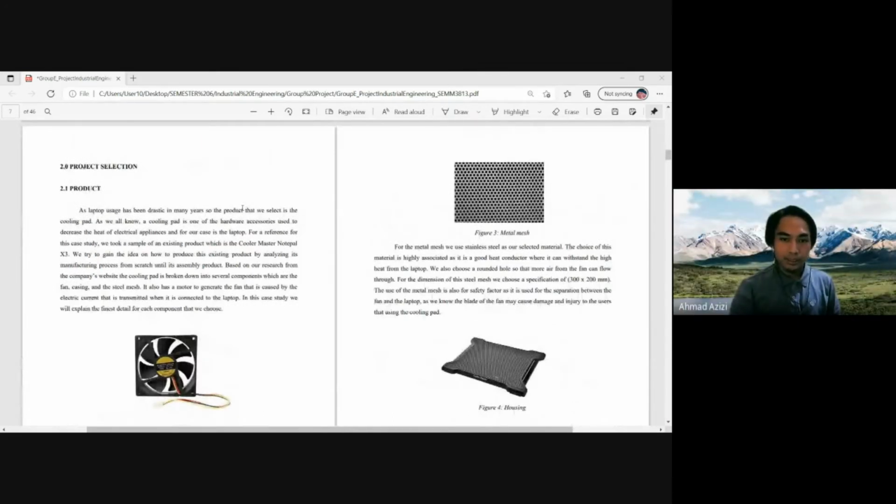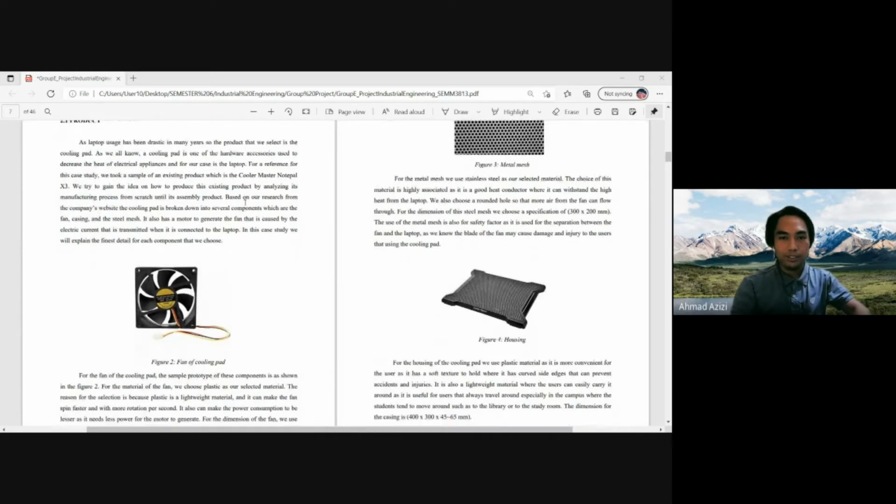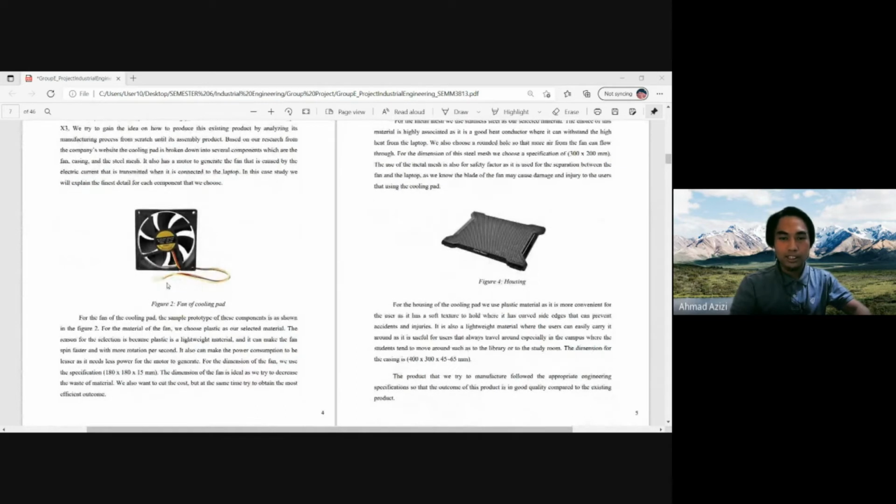Okay, thank you, Aiman Ramli. Now I will explain about the project selection for this product. This product consists of certain components. The first one is the fan, which we chose to be made of plastic material, where it is lightweight and easy to carry for students if they want to go to the library or the mosque.